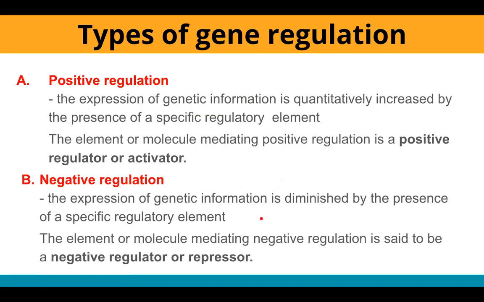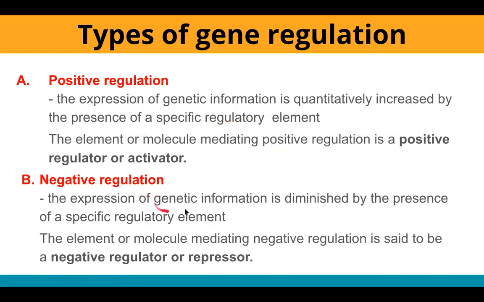Now, we have several types of gene regulation. We have positive regulation and negative regulation. When you say positive regulation, this is the expression of genetic information that is quantitatively increased by the presence of a specific regulatory element. The element or molecule mediating positive regulation is what we call a positive regulator or activator. So again, when we say positive regulation, the expression of genetic information is increased by the presence of a specific regulatory element or a specific molecule or a protein that helps boost expression of the genes.